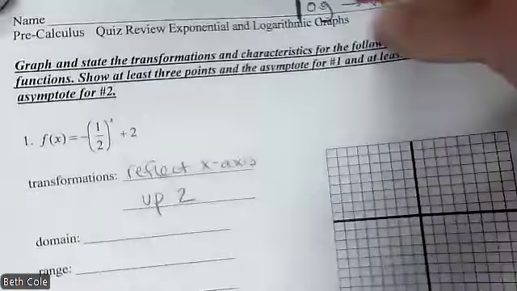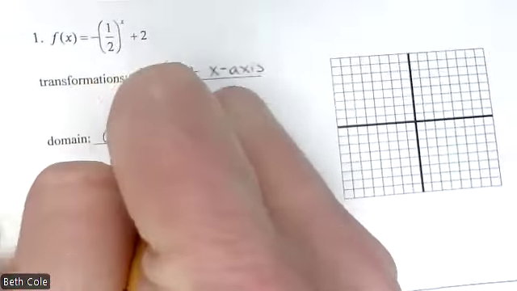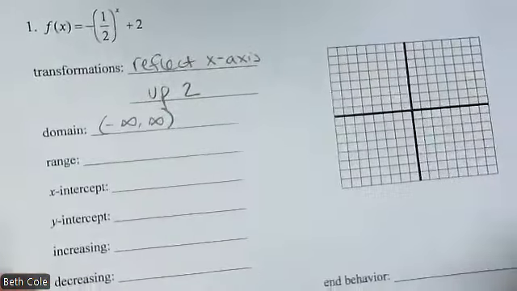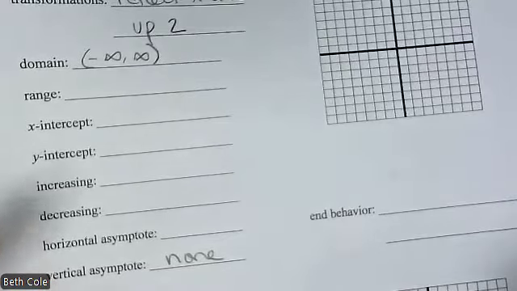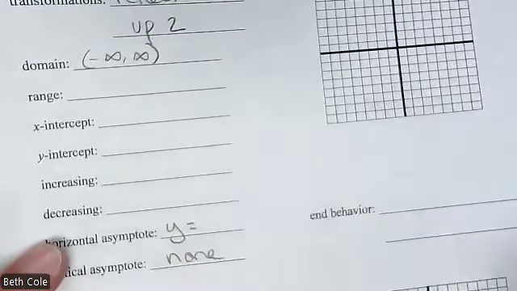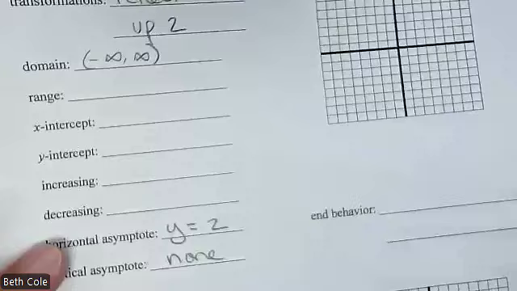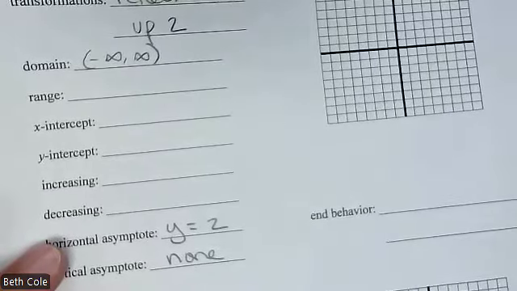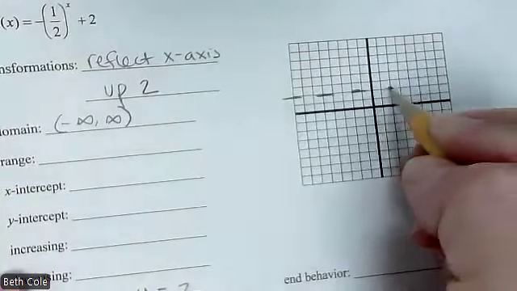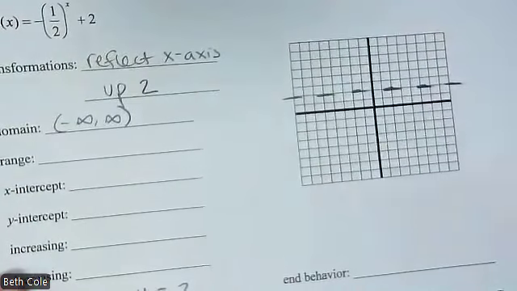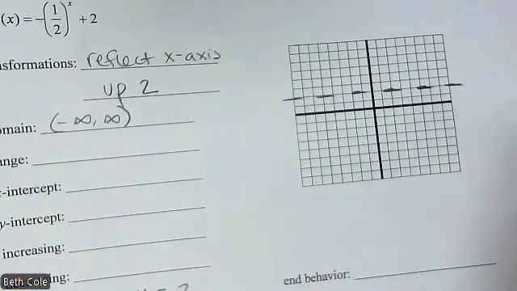Okay. So for exponential, our domain is everything. Vertical asymptote is none. You will have a horizontal asymptote, which would be y equals 2. How come it's 2? Because it went up 2. Good. And then you can go ahead and dot that in. And then you should feel like, hey, look, I filled in a lot of stuff already. Go me.